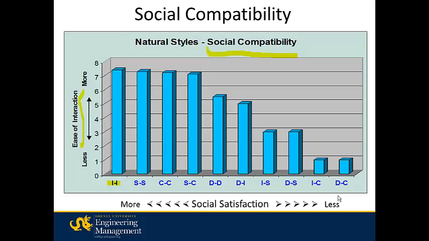However, on the other end of the scale, if I was to put a dominant and a conscientious person together, the level of social compatibility, potential conflicts that might exist for these types of styles, may be significantly higher. This information is just provided to you so that you can start looking around your workplace and at the people that you work with to see if the styles have some synergy or some conflict.